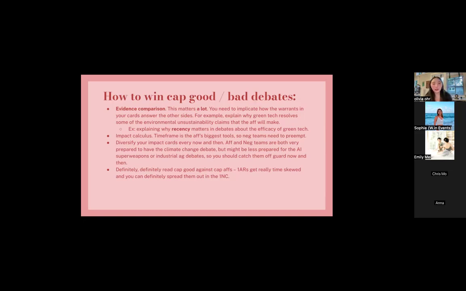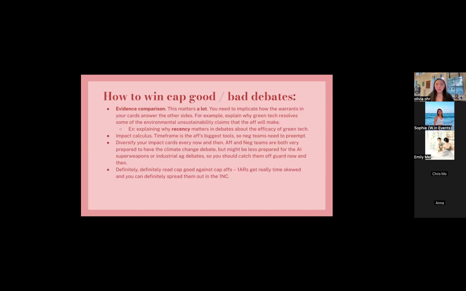Next is that you should diversify your impact cards every now and then. Aff and neg teams are both pretty prepared to have the climate change debate. I think a majority of the cap good research or backfiles that exist are on this question, but aff and neg teams both might be a little less prepared for AI super weapons, industrial ag, soil erosion, disease debates. So you should try and catch them off guard every now and then. It just makes for a more interesting strategy.